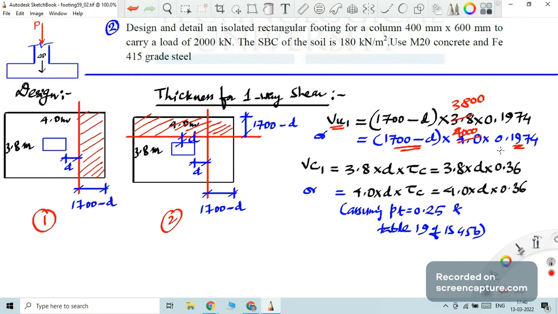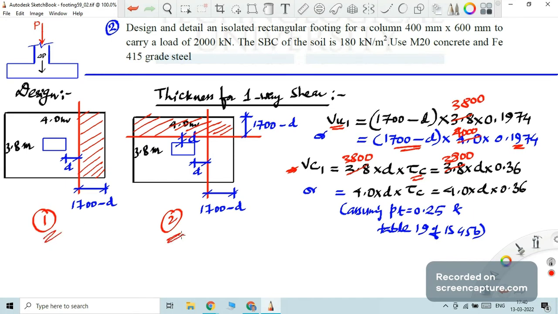So that is VU1. Now if you check the VC1, that is the resistance of concrete at this particular section. That's a face actually. Of course this is not 3.8, this is 3800, into d, depth we don't know. So that face area multiplied by tau c, that is for section 1.